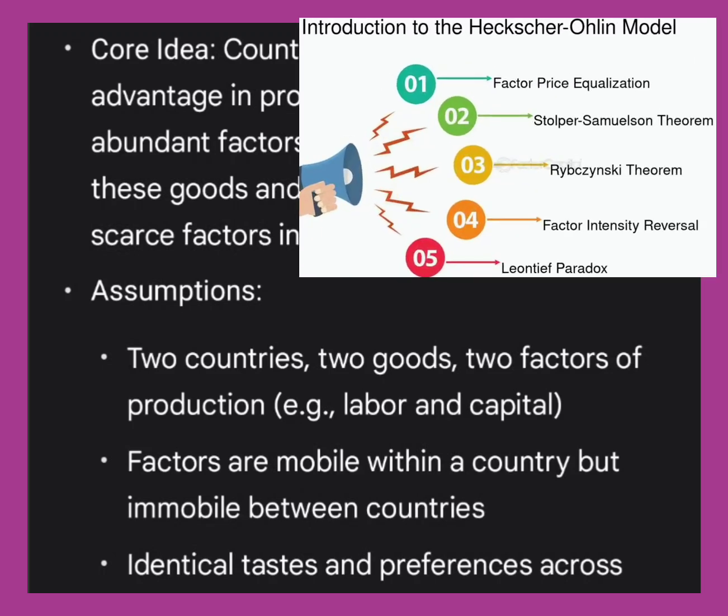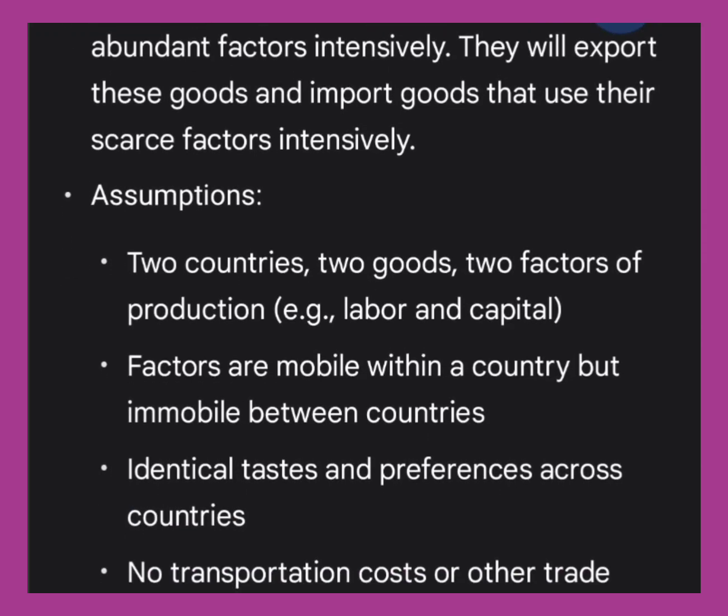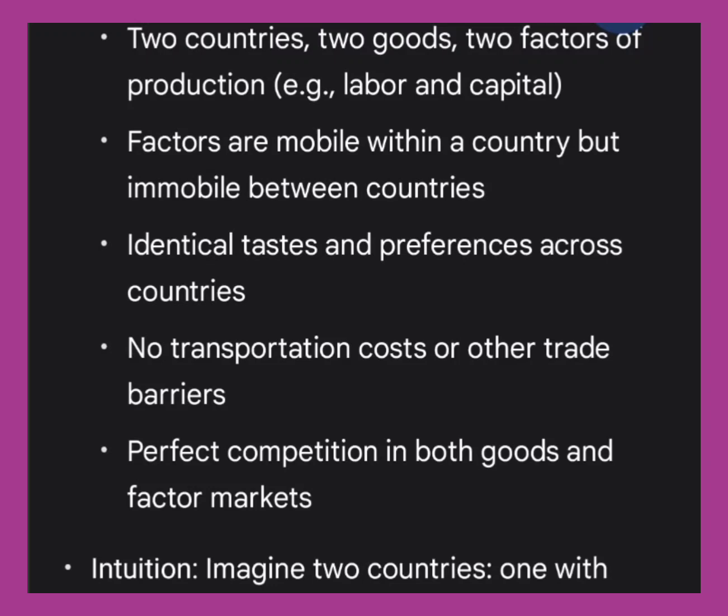Assumptions: two countries, two goods, two factors of production, e.g., labor and capital. Factors are mobile within a country, but immobile between countries. Identical tastes and preferences across countries. No transportation costs or other trade barriers. Perfect competition in both goods and factor markets.